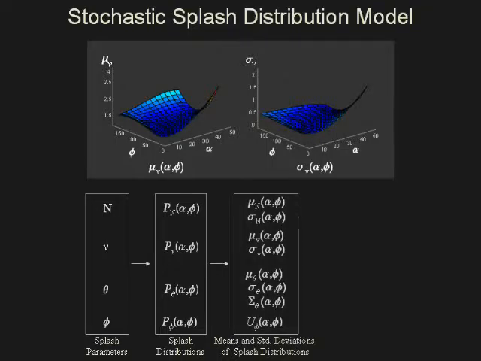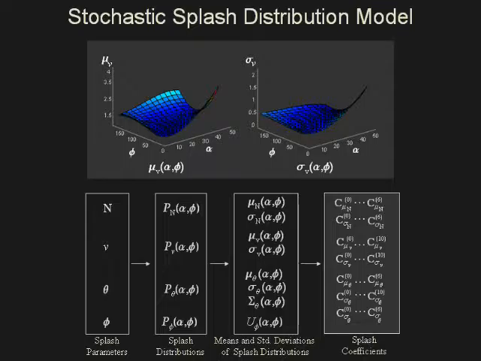We use low-order polynomial surfaces to represent these variations. The final model requires 7 coefficients for generating splashes for head-on impact for a given material. For rendering splashes for arbitrary inclinations, our model requires 54 coefficients.